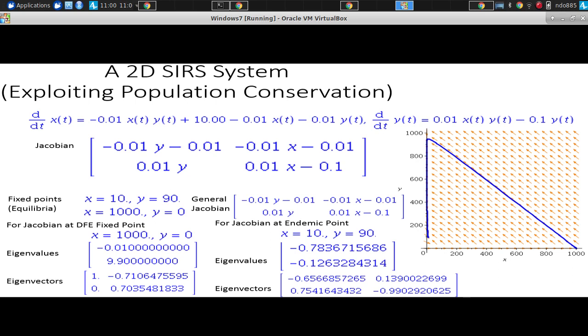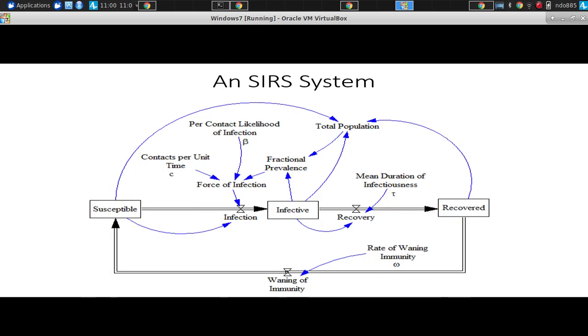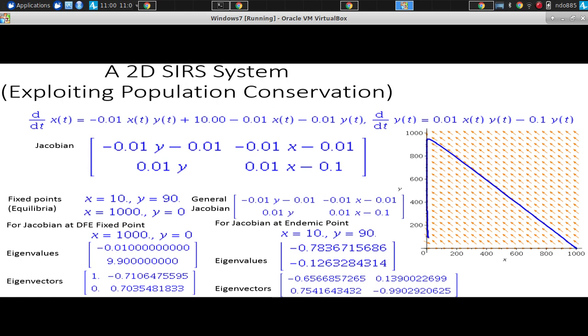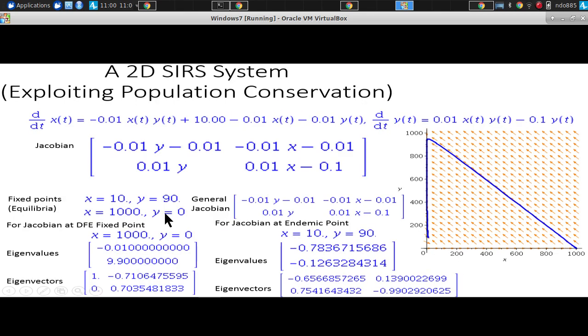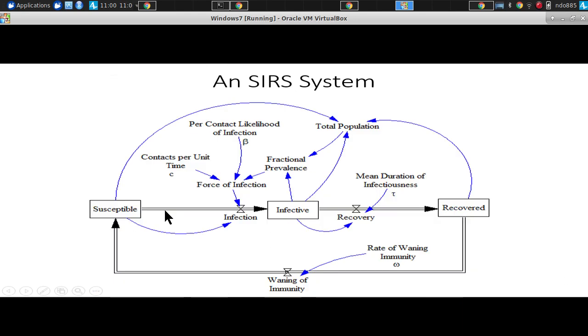And what are these fixed points? At an intuitive level, what are these fixed points? Okay, they're either all susceptible: X equals 1,000, Y equals 0. There's no infectives. Everyone's susceptible. And how many people are recovered? 0. That's one fixed point. The system's in total balance. No one is getting infected, no one's recovered, no one's losing immunity.